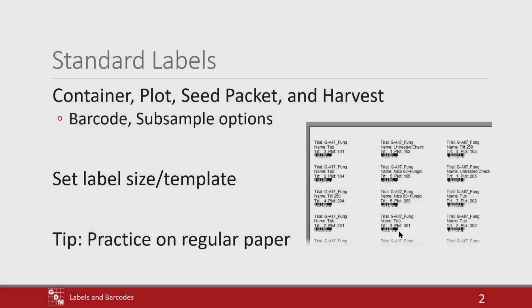So let's start here just with the standard templates that ARM offers. A few different main purposes, I guess. We have different categories of labels in ARM that we'll see, trying to match up with the purpose or use case for them. The four main ones are your container, plot, seed packet, and harvest.